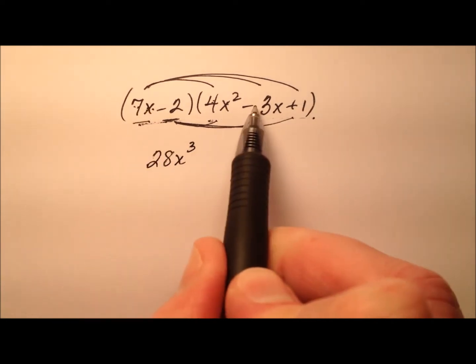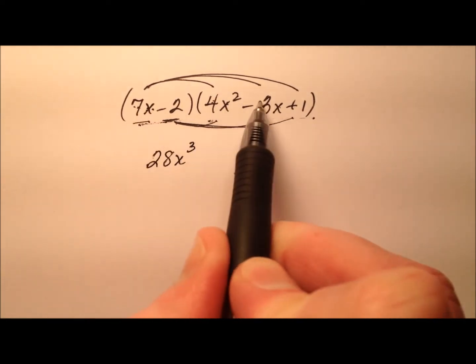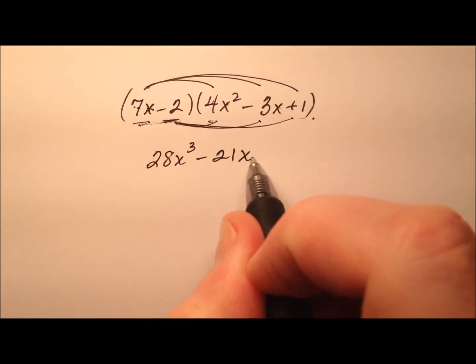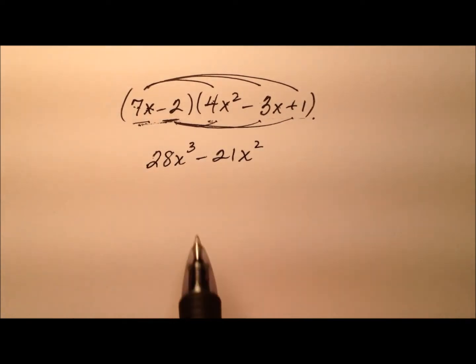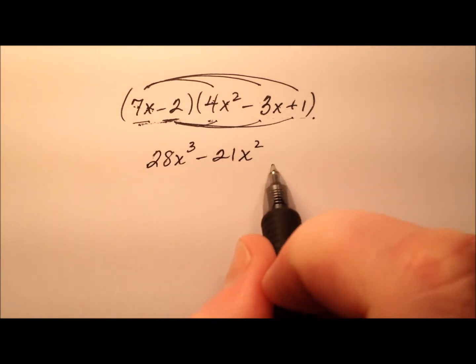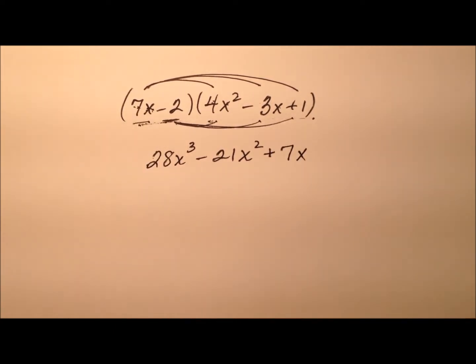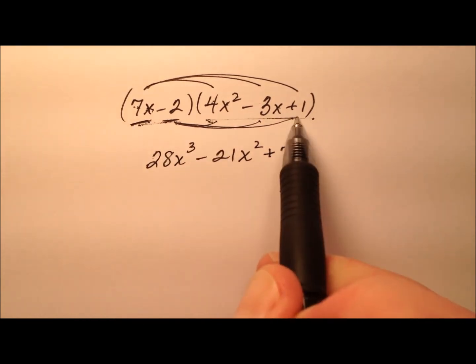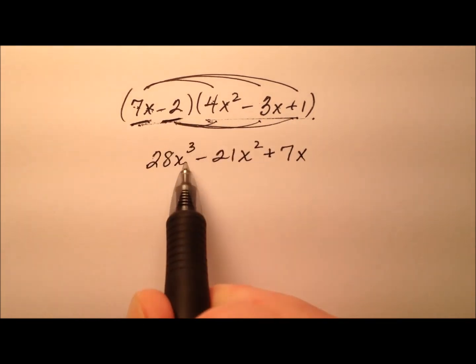Okay, 7x times negative 3x. 7 times negative 3 is negative 21, and x times x is x squared. And finally, 7x times positive 1 will just be 7x. Okay, so now we have distributed the 7x across this trinomial. So let's move on to the negative 2.